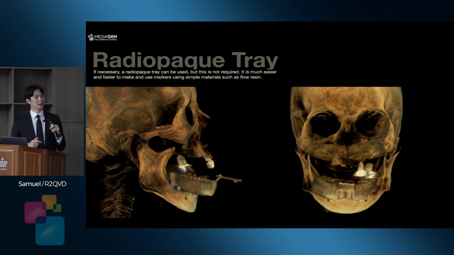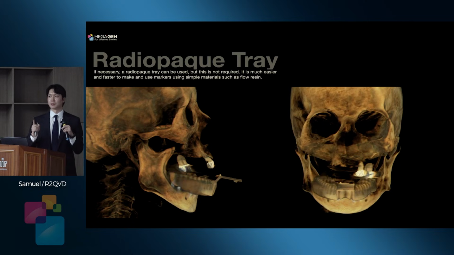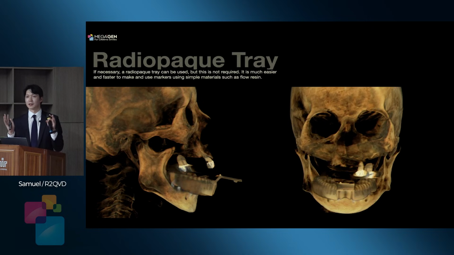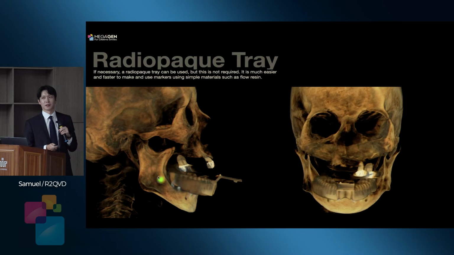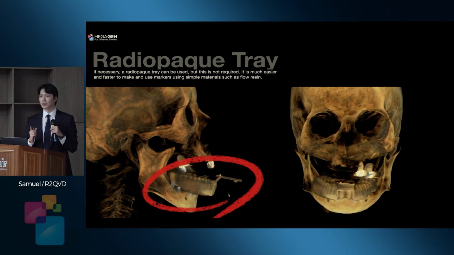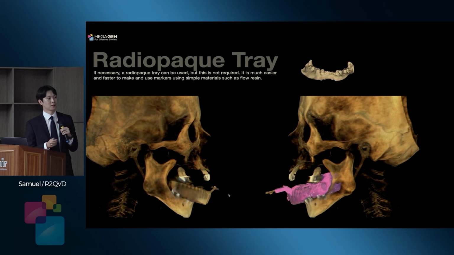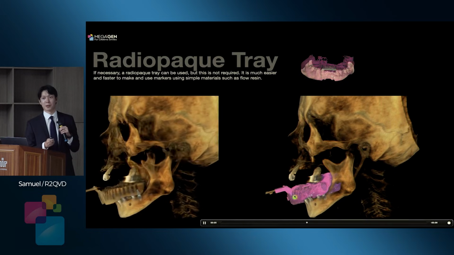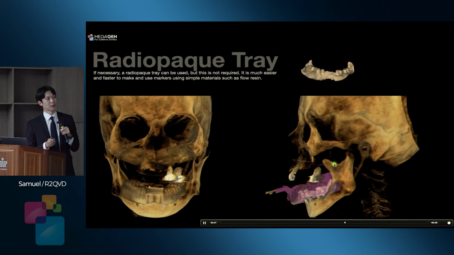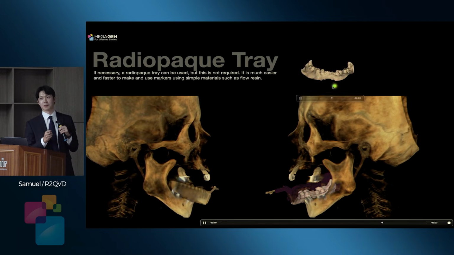Okay, and at the time I had so much thinking, because I need some matching with the STL and CBCT. I need some landmark, but it is edentulous, so how to merge something like that. So I used the radiopaque tray. This radiopaque tray is very nice, because all markers can make a merging like this. I can merge almost perfectly. And if I reverse this impression, it is the same as the scan data.